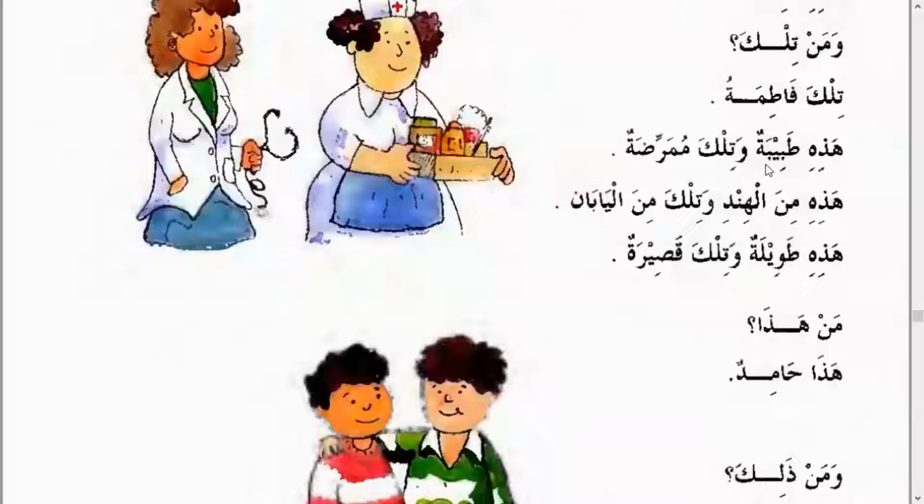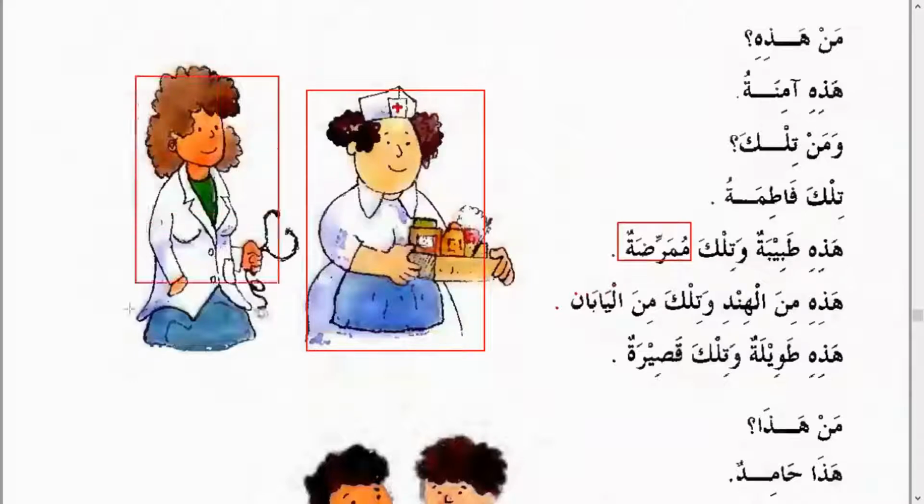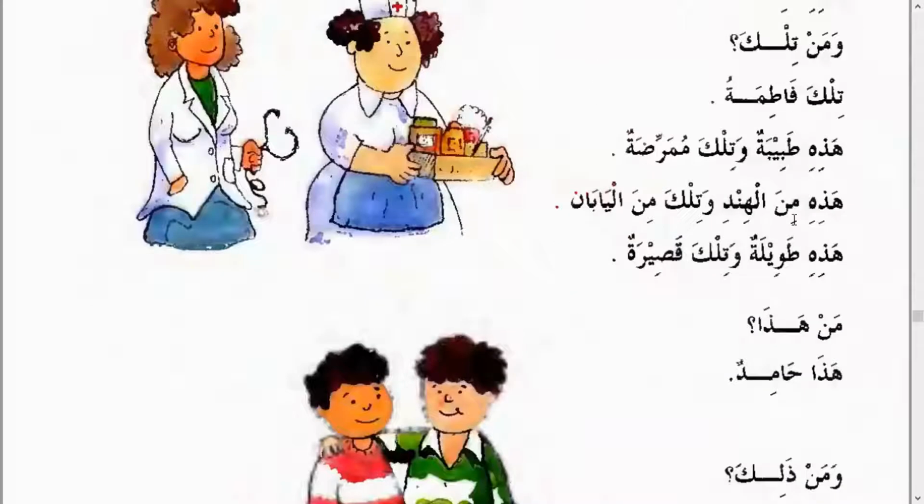Hadihi tabibatun. This is a doctor. Hadihi, last lesson we learned, right? Watilka mumarridatun. And that is a nurse. What is mumarridatun? Nurse. She's a nurse, and she hopefully is a doctor. Hadihi tabibatun watilka mumarridatun. This is a doctor and that is a nurse. Hadihi min al Hindi. This is from India and that is from Japan, right?